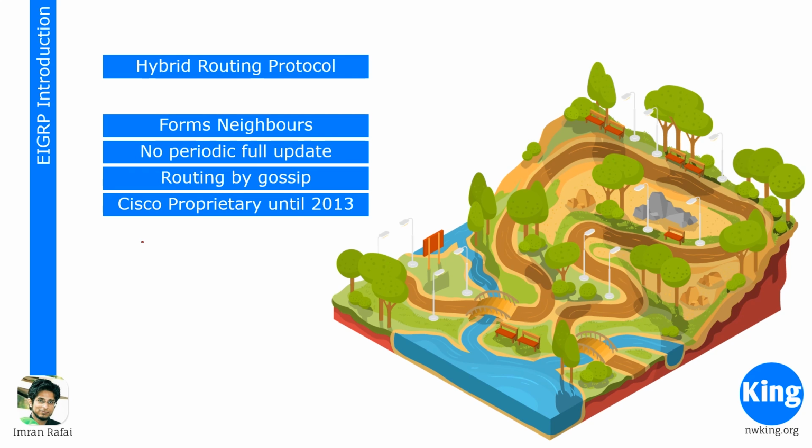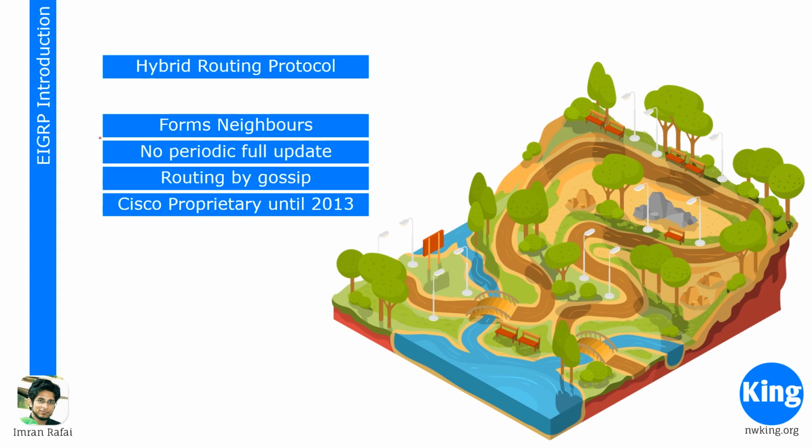So what is EIGRP? EIGRP is a hybrid routing protocol. Now, why do we call it hybrid? Because it takes some good features from distance vector routing protocols like RIP, and it takes some good features from link state routing protocols like OSPF, right? So it's a hybrid technology. It takes the good part from both these routing protocols, and then Cisco developed its own routing protocol called EIGRP.